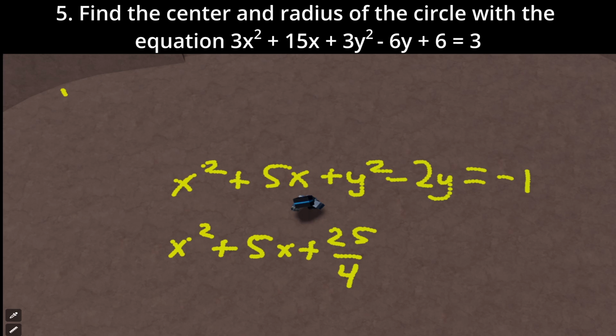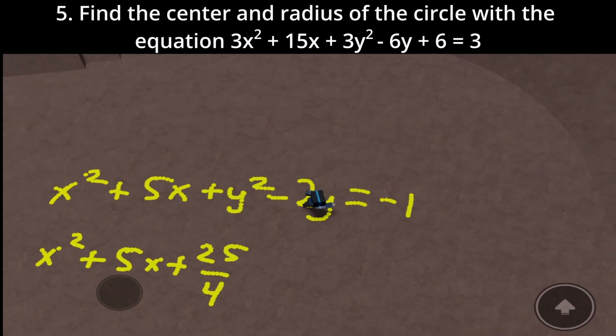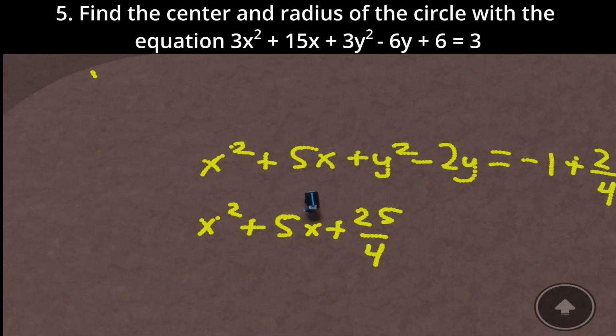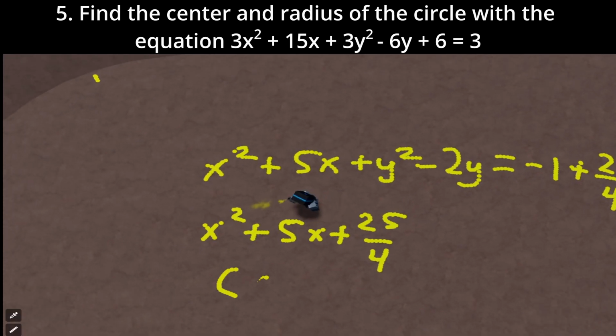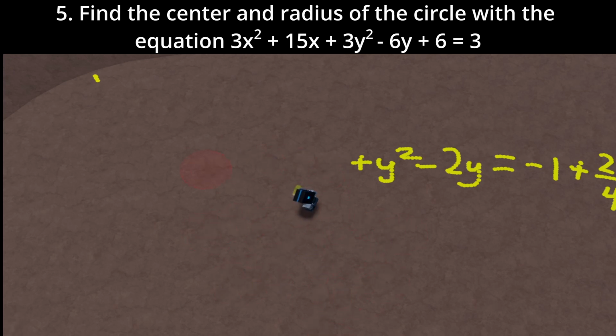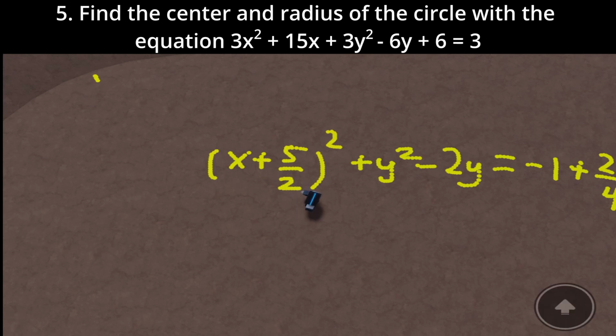But remember, if I add 25 over 4 to the left side of this equation, I need to add it over here as well, so I'm consistent. So let me do that. We'll have minus 1 plus 25 over 4. Okay, but let's go back here and factor this. To factor this, it just becomes x plus, take this number and divide it by 2 as the quick trick, 5 over 2 squared. So let me just erase all this now. I'm going to replace this with x plus 5 over 2 squared. Great.